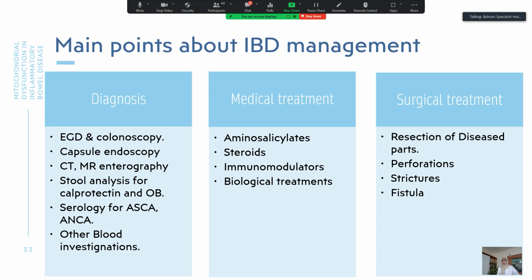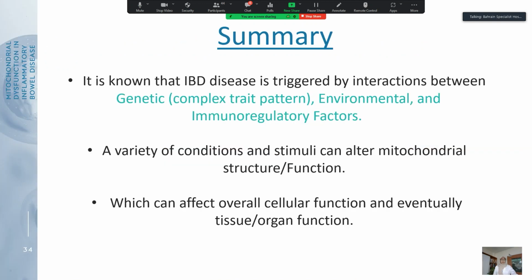And the treatment is mainly aminosalicylates, with steroids during the flare-up and during relapse, immunomodulators in severe cases, and biological treatments. Surgical treatment is mainly for patients with severe complications such as perforation, strictures, fistula, or resection of the diseased part not responding to the treatment.